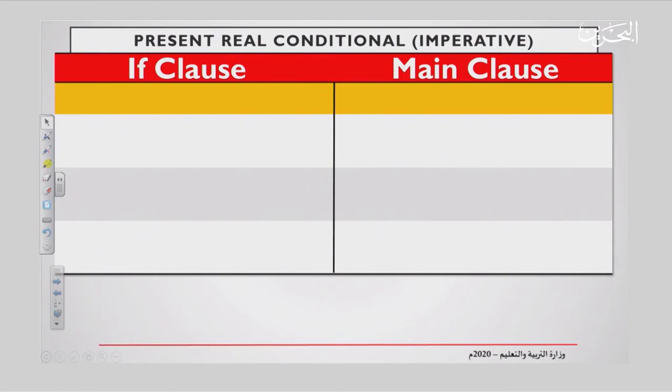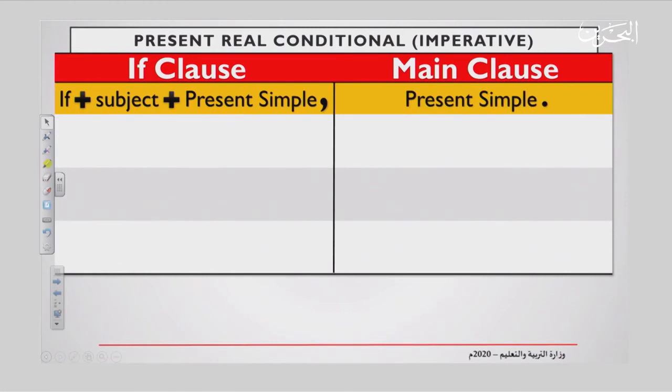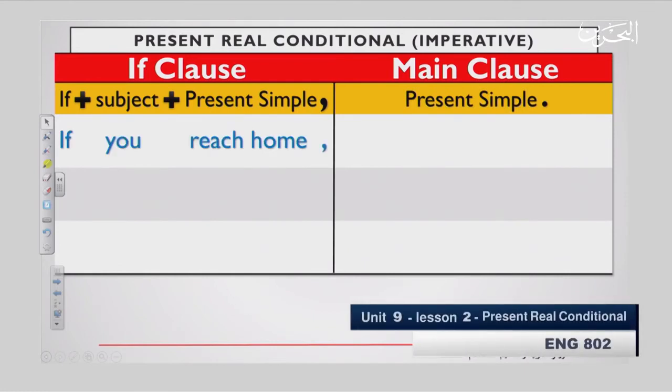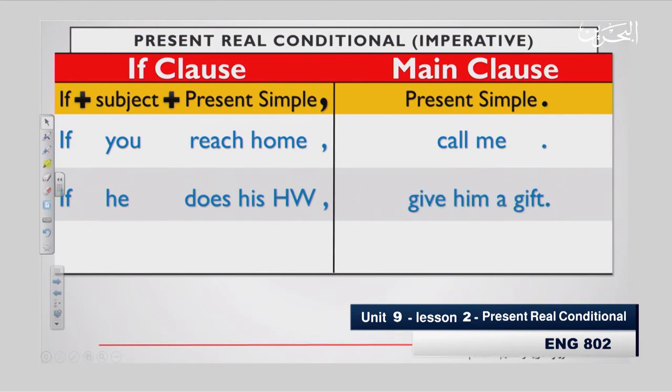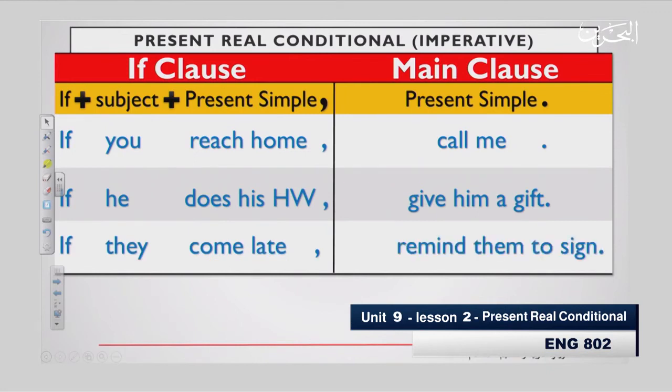Present real conditional imperative. We have if clause and main clause, just like before. You start with if plus subject plus present simple, comma, and then present simple, full stop. Let's take a look. If you reach home, comma, call me, full stop. If he does his homework, comma, give him a gift. If they come late, comma, remind them to sign.